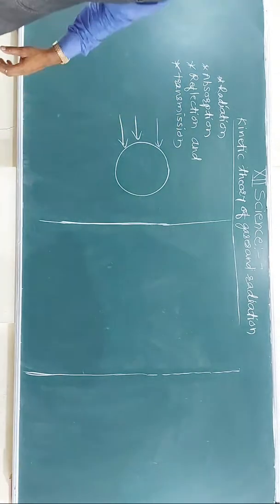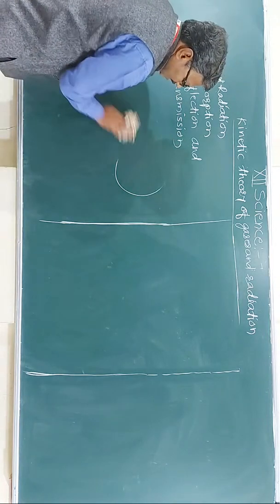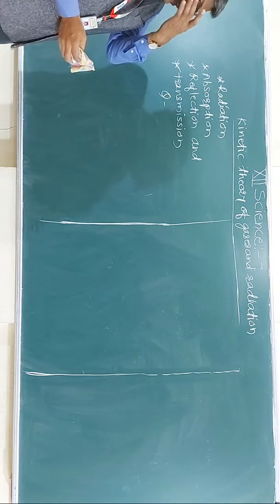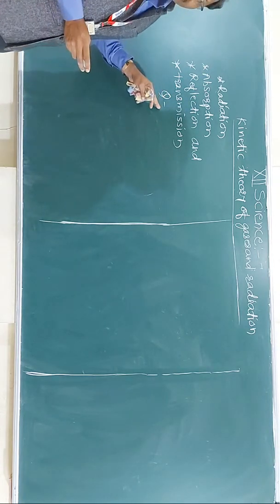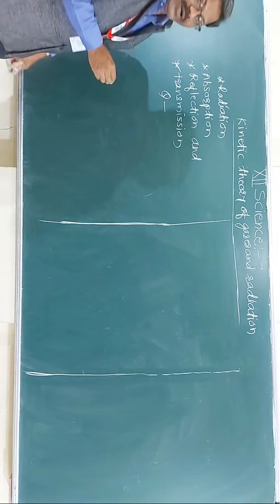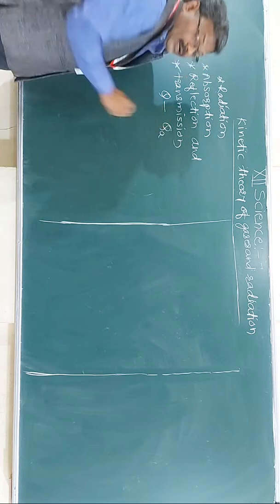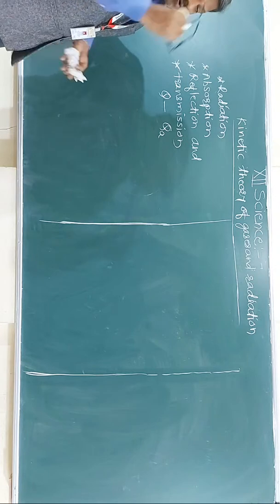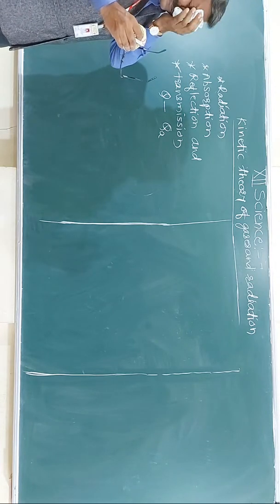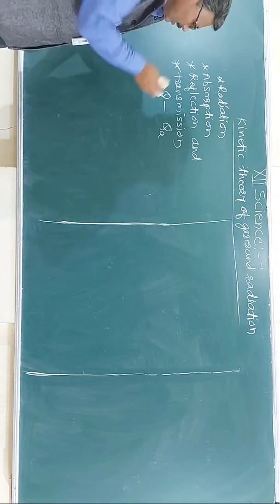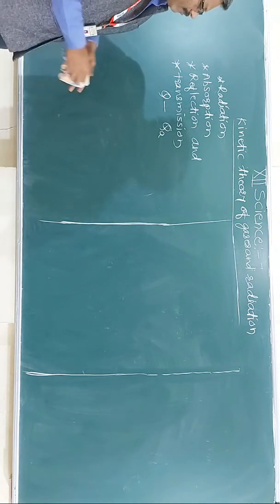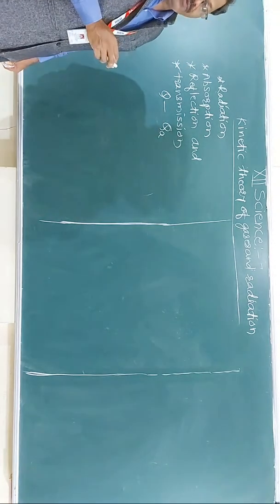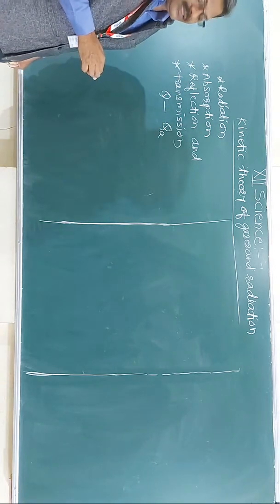Now consider Q as the total heat, or total radiant energy, incident on the body. QA is the radiant heat which is absorbed by the body. When total energy is incident on the body, partly it is absorbed. Suppose QA is the radiant heat, or thermal energy, absorbed by the body.